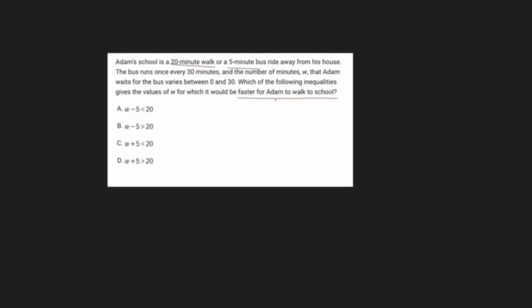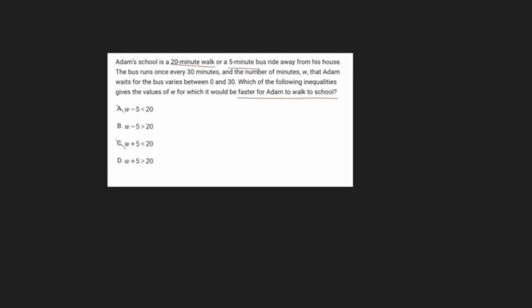So if we want the inequality that shows that it's faster for Adam to walk to school, that means that 20 minutes is going to have to be less than whatever's on the left side, because then that shows that it takes less time, right? So first off, we can eliminate two answer choices because these don't show that relationship. So the first one is A, and then the second one is C, right? These show that 20 is greater than the left side, which we don't want. And now we're down to B or D.